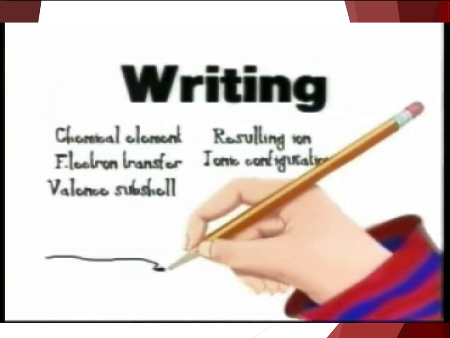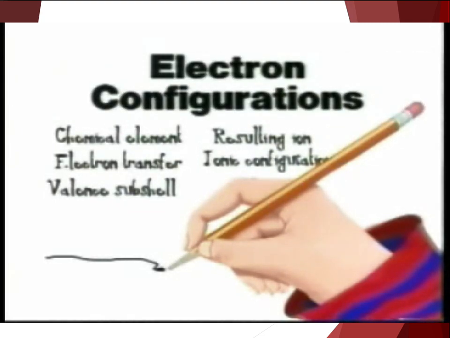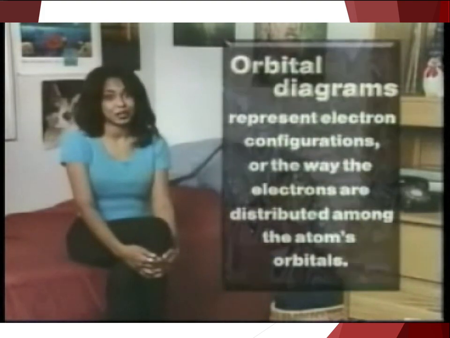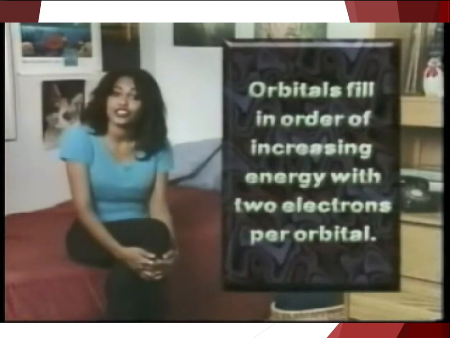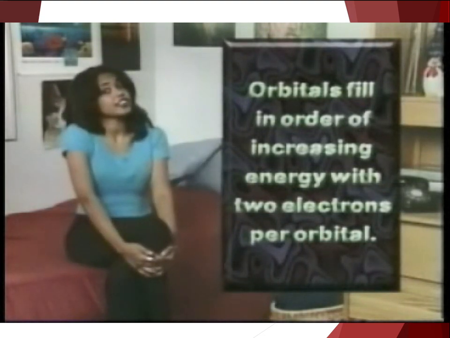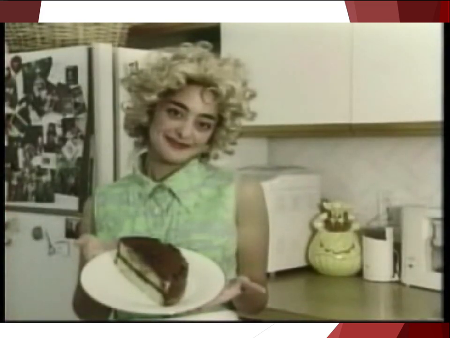Section B, writing electron configurations. Orbital diagrams represent electron configurations, or the way electrons are distributed among the atom's orbitals, using boxes and half arrows. Now that you know how orbitals fill in order of increasing energy with 2 electrons per orbital, understanding these diagrams will be a piece of cake for you.